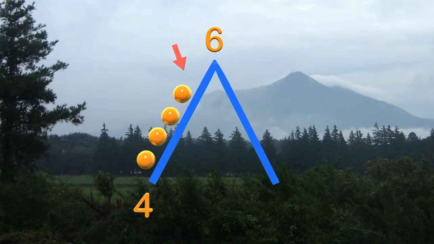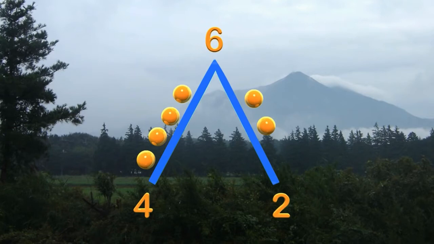If there are 6 total, we have 1, 2, 3, 4, 5, 6. 2 rollers are on the right side of the mountain. Great job. So we have 4 tiny tumblers on this side and 2 on the other side. Can you see a pattern here?